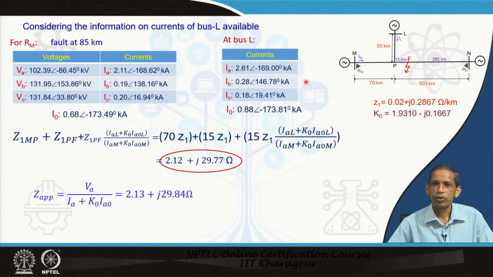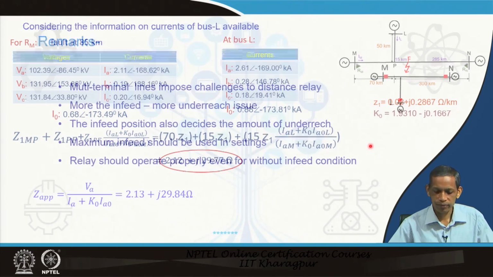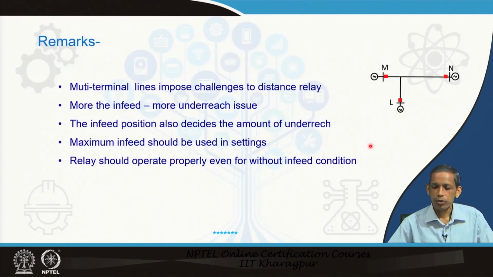So, what we found from this example is that for this case, the zone 1 underreaches because of the infeed issue, and we cannot extend this zone 1 to larger also, because when the infeed is not there, it may create problems for the other bus relays in the zone 1 domain. So, overall, we see that multi-terminal lines are a challenge for protection, particularly for distance relay, as we saw here, even through examples also.